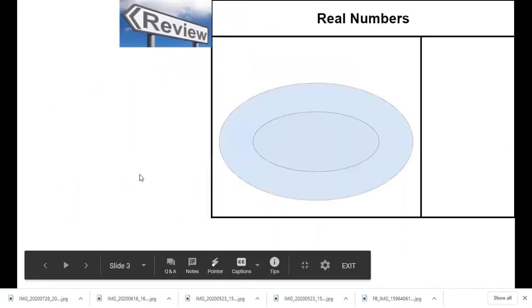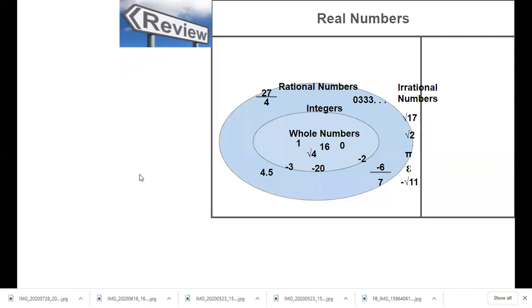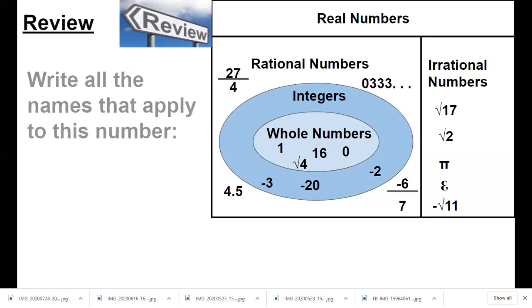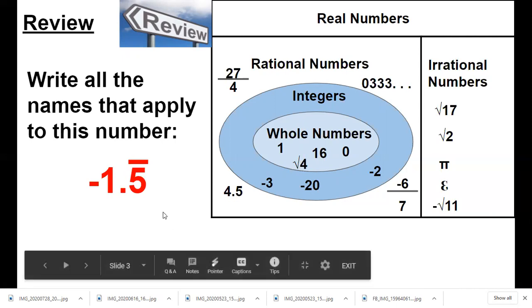Okay, a little bit of review. We have our chart from yesterday. And here's a review question. Write all the names that apply to this number, negative 1.5 repeating 5. Pause the video and see if you can write down all the names that apply to this number. Then come on back.